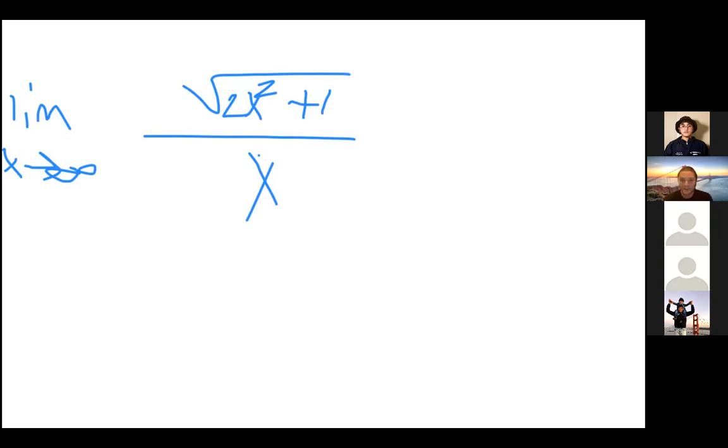I saw one person said 2. Does anyone else know what this is, or should I go ahead and explain it? All right, I will go ahead and explain it. So for this equation, this is basically how they break it down, okay? And this is kind of confusing. I'll try my best not to confuse you.